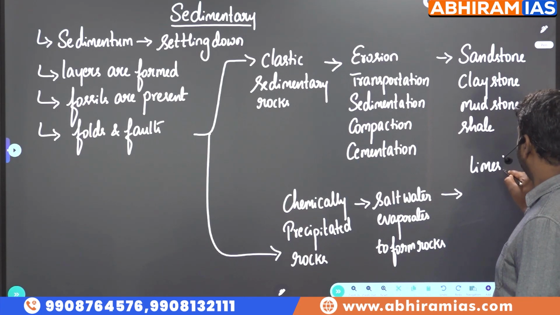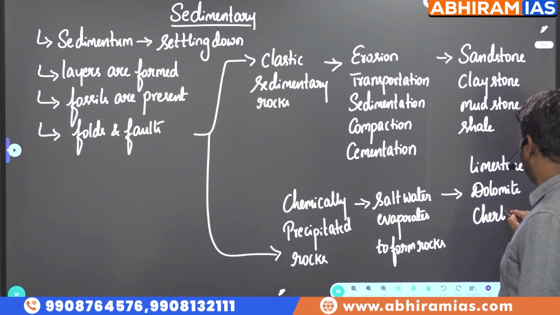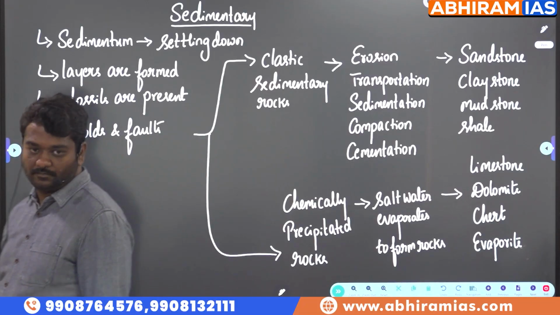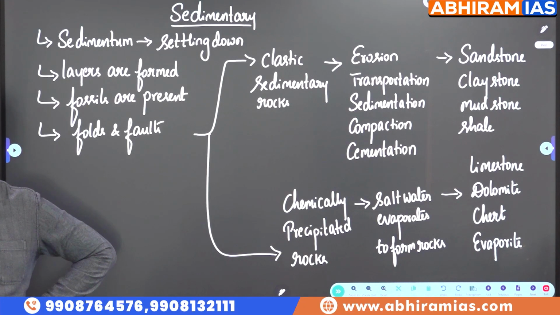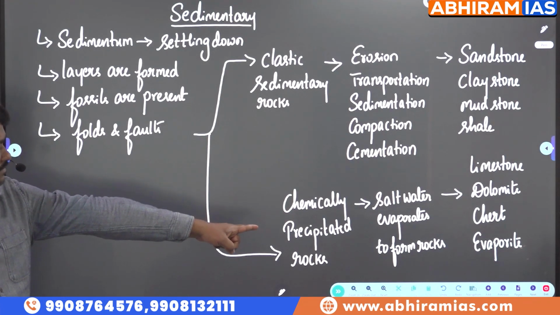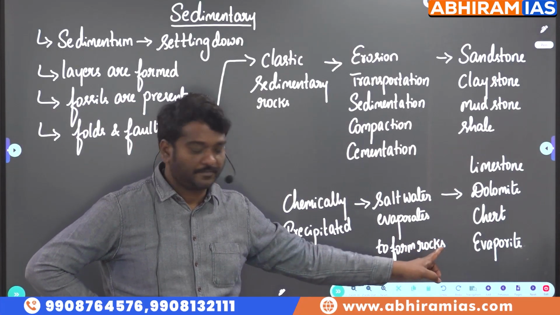Limestone, dolomite, chert, evaporite. Okay, these are all what we call sedimentary rocks. This is very important. They had asked the question, what is evaporite? It's a type of sedimentary rock.